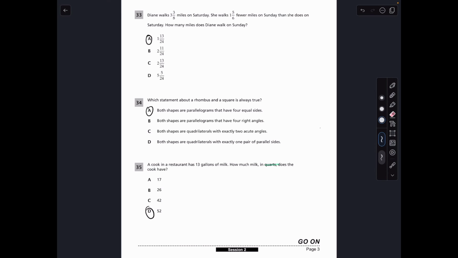Okay, so let's go into the first one, which is a fraction problem. We have Diane, who's walking 3 3/8 miles on Saturday, and she walks 1 5/6 fewer on Sunday. So this is going to be a subtraction problem because she walked less miles on Sunday.